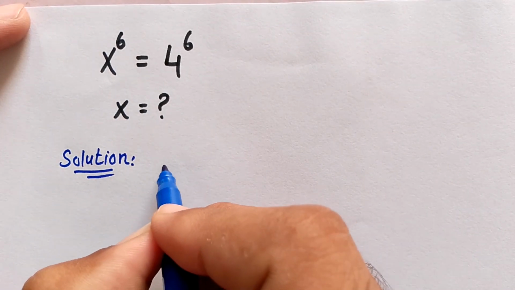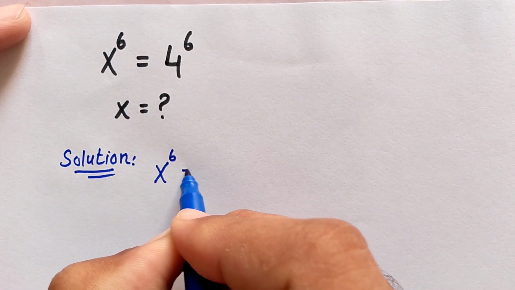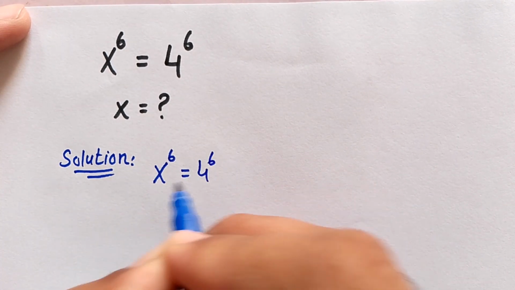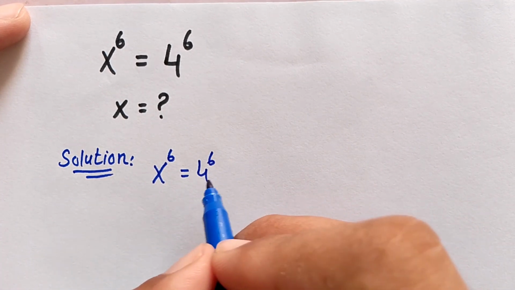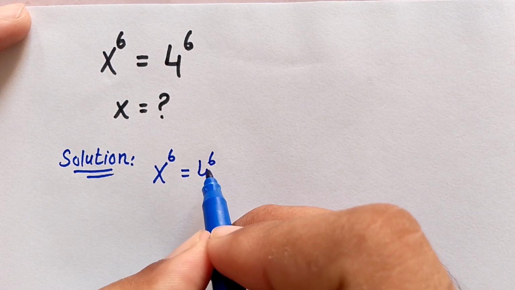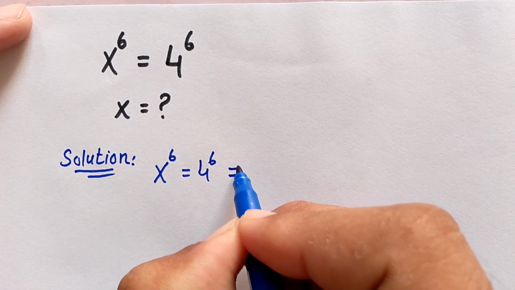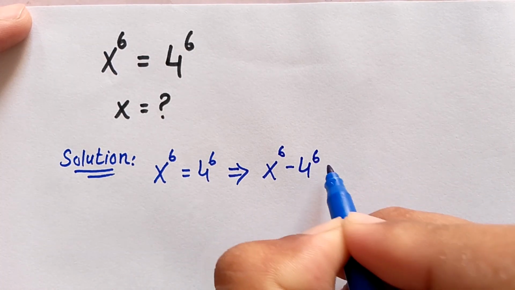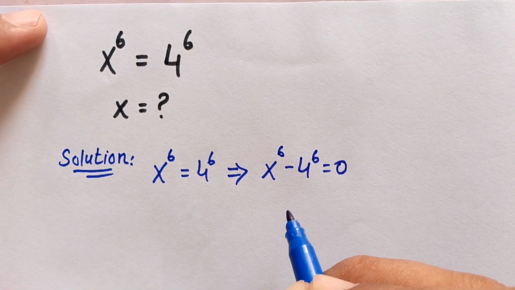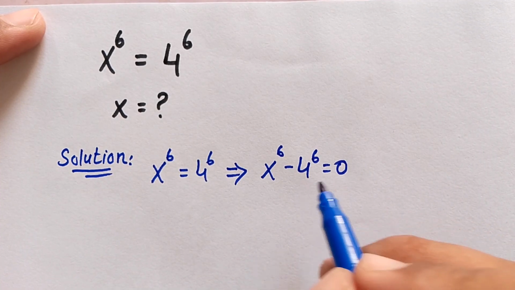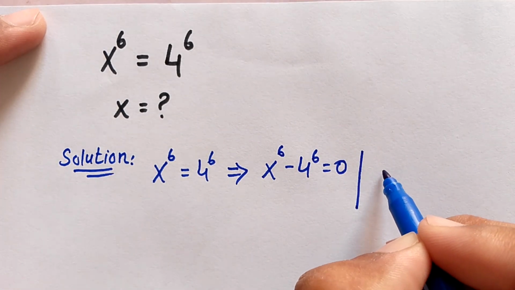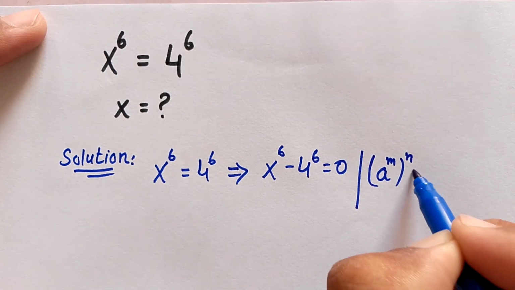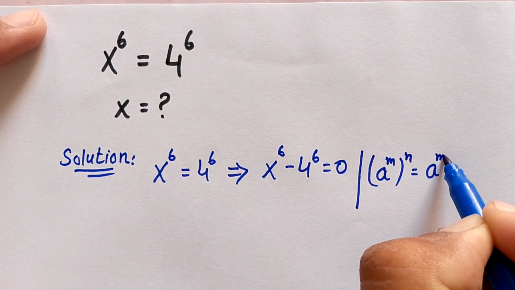The question is x to the power of 6 is equal to 4 to the power of 6. Now we have to move this 4 to the power of 6 to the left side. So this will become x to the power of 6 minus 4 to the power of 6 is equal to 0. Now, to solve this, we know that a to the power of m to the whole power of n is equal to a to the power of m times n.